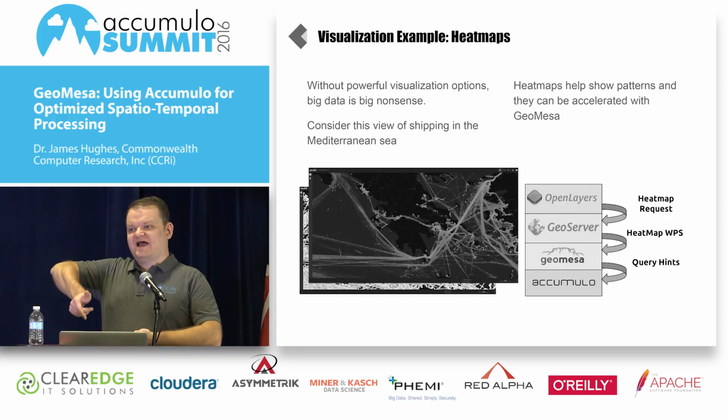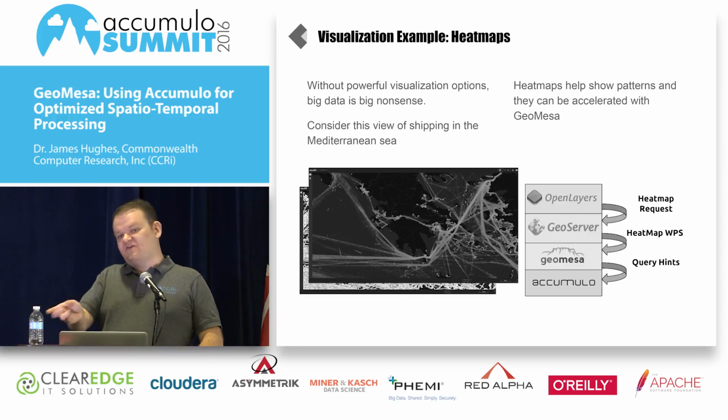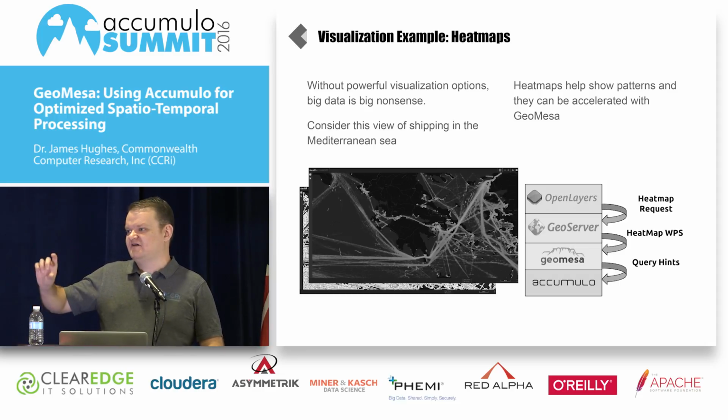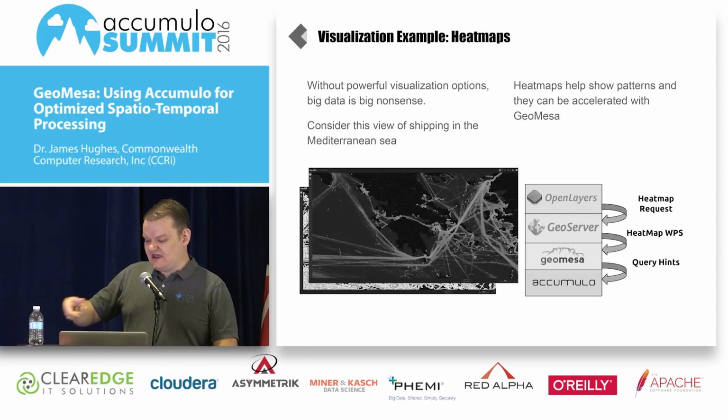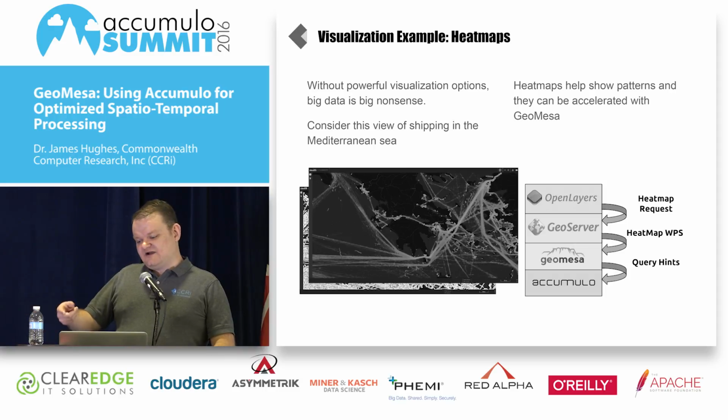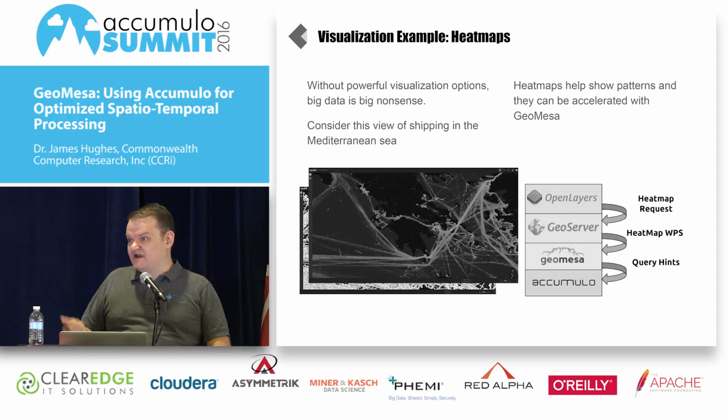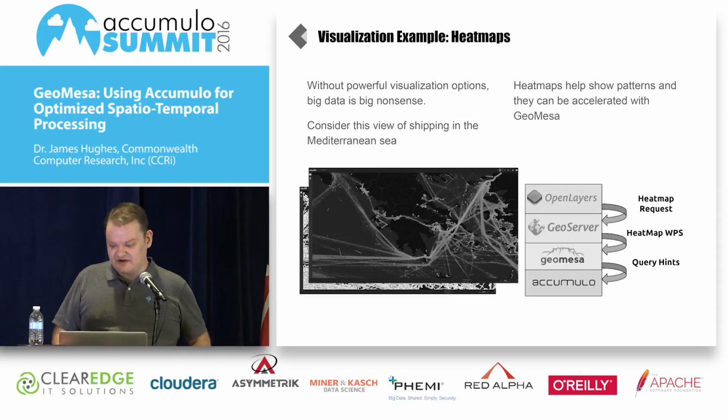GeoServer actually turns around, subs out that style that happens, makes a request called a WPS that GeoMesa knows how to interpret. That lines up query hints as those get passed down, and that changes the scan plan in Accumulo, and we configure iterators to do it.